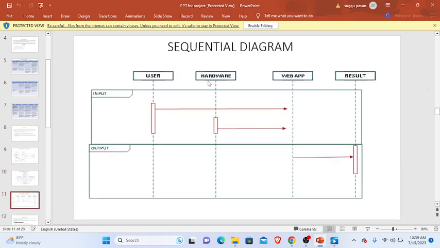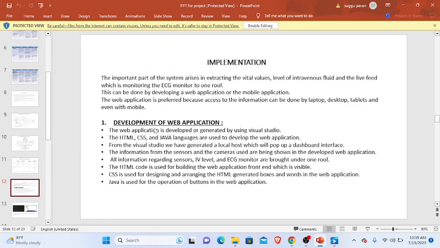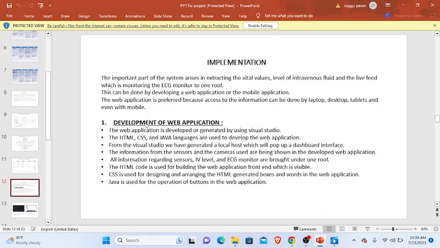And this is the sequential diagram of our project, and this is the implementation. Firstly, in the implementation, our main work is in web application development.